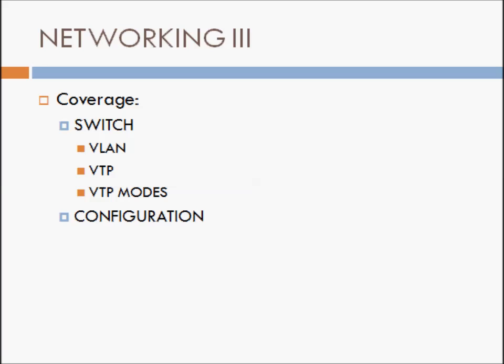The last part of our tutorial is the networking tree, which covers the switch and the configuration. Under the switch, we have VLAN, VTP, VTP modes. Switch, also known as network switch. It is a computer networking device that connects devices together on a computer network by using packet switching to receive, process, and forward data to the destination device.